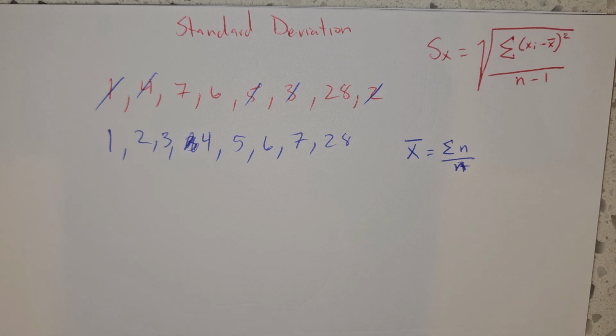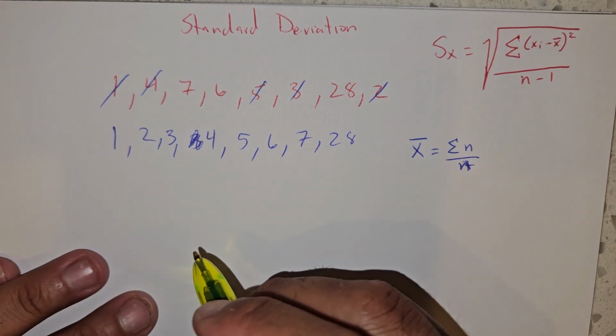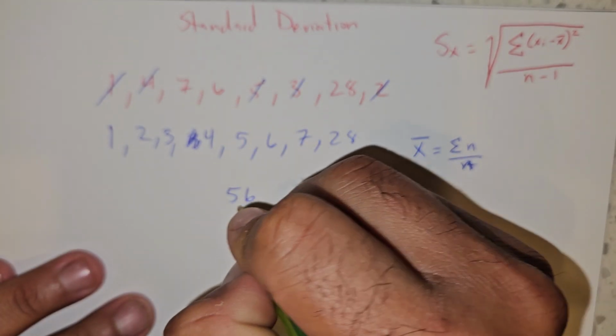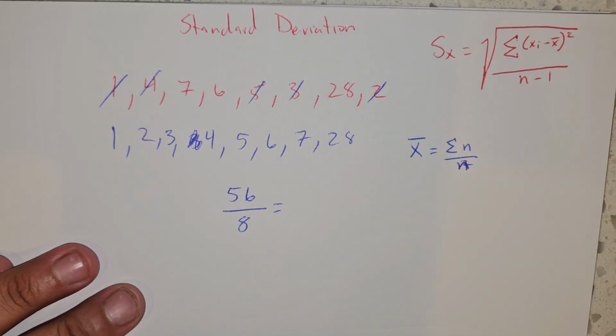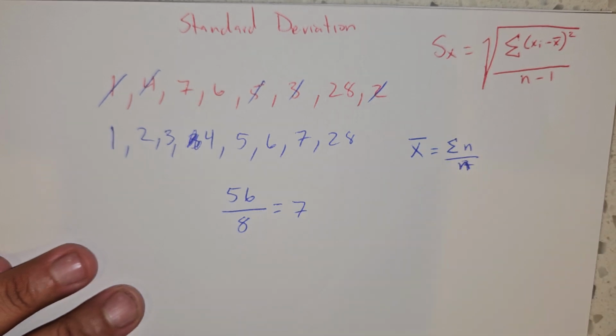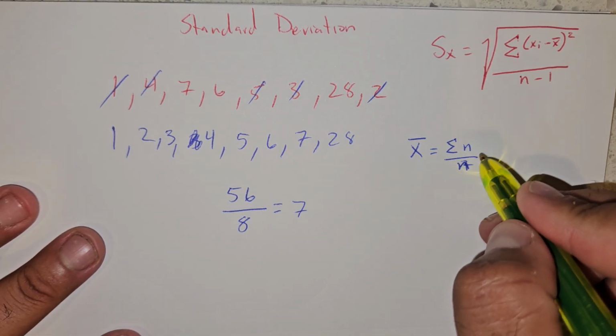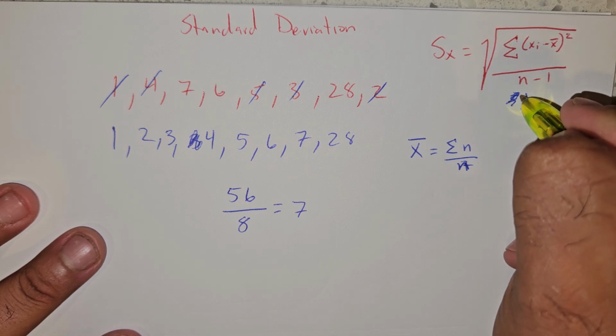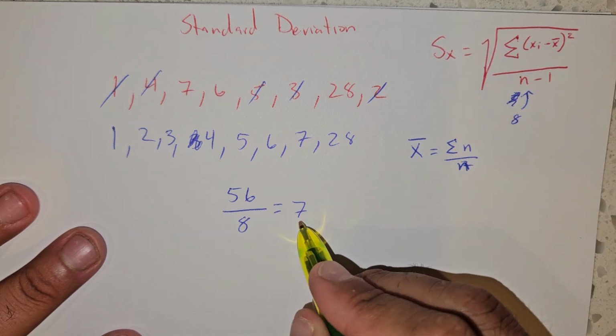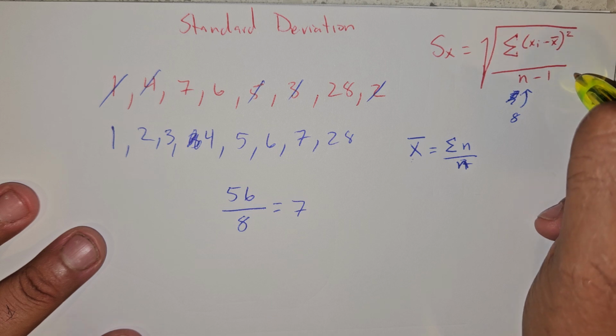So I got 1 plus 2 plus 3 plus 4 plus 5 plus 6 plus 7 plus 28, and we got 56. So we got 56 divided by our n, which is 8, and we get 7. So our n is equal to 8, and our mean is equal to 7.